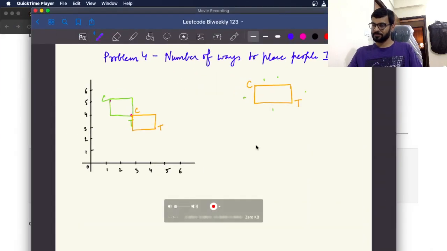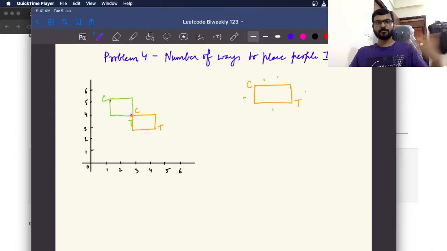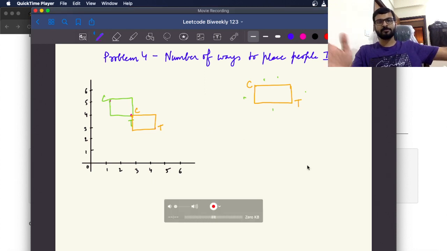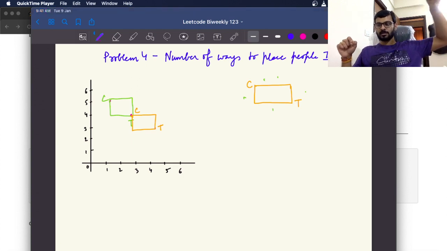Coming back over here, if I have to use the brute force, which you already have in problem number 2, that is, check every pair. Check every point: okay, we have a pair of points. Take the top left and bottom right of them and see whether they can form a top left and bottom right. It's not always necessary that they would form.